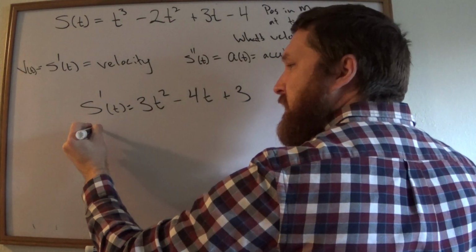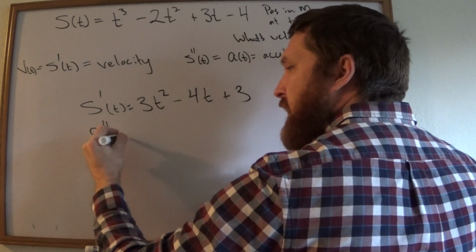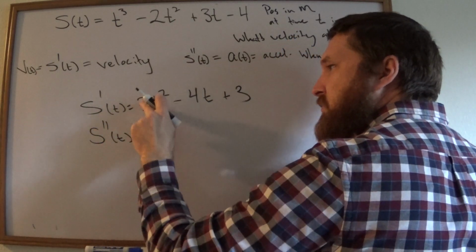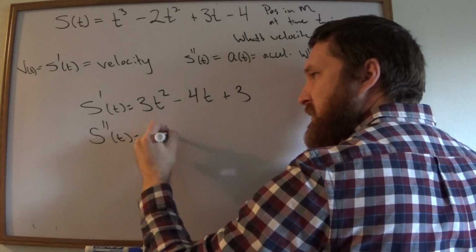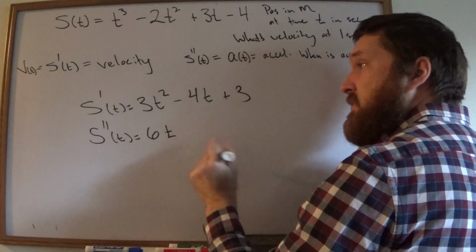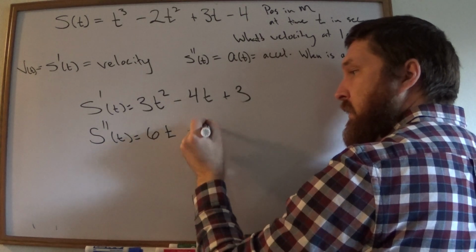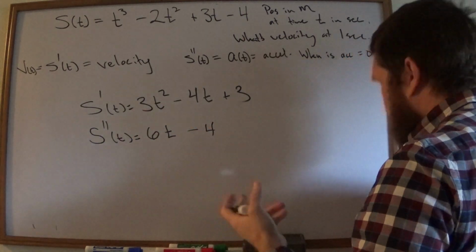So how do I take the second derivative? Take the derivative. It's 6t minus 4. Right, so the 2 jumps down and hits the 3, giving me a 6t to the first. Now what? Minus 4. What about the 3? It's gone. It's gone, okay?